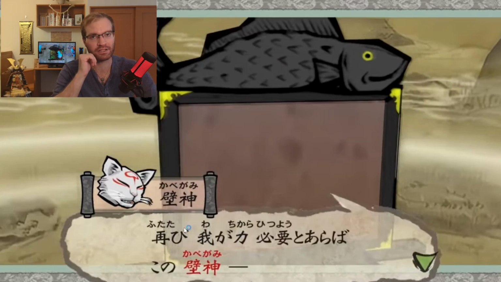Or in modern and classical Japanese, it was the same. Futatsu, futari, it means two. So futatsu just means two in general. Futari means two people. However, we have futa and then tabi.